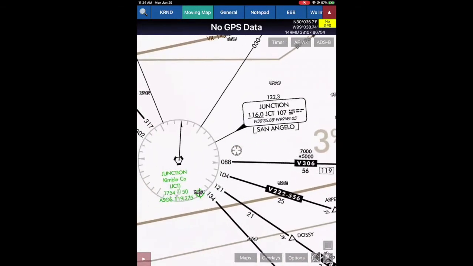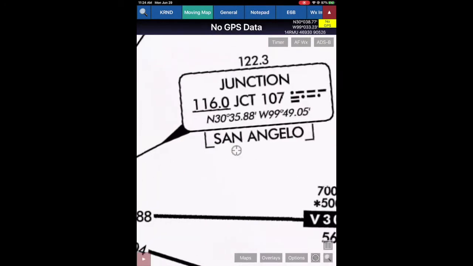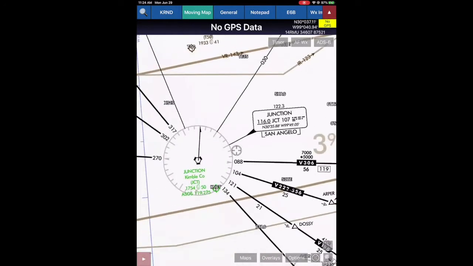Let's see, we have Junction. What is this San Angelo written right underneath the navigate box? What is that for? What does that mean? What frequency would I use to contact them?